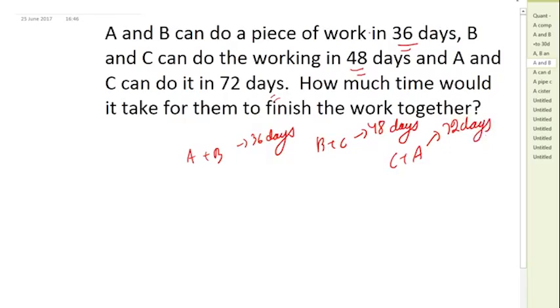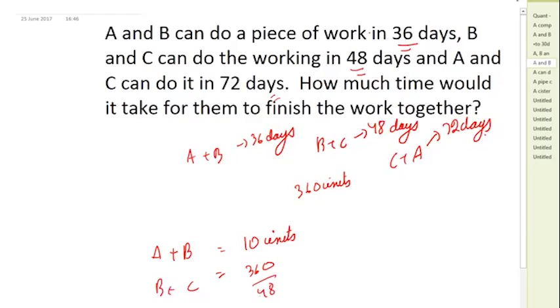Okay. Let's assume the amount of work 36, 48, 72. I'll again assume that total work is 360 units. Okay, because these numbers seem to be divisible. I can choose something bigger also, but I'll choose this one. Okay. So when A and B are working together, 360 units they do in 36 days. So per day they do 10 units. Okay. When B and C are working together, per day they do 360 by 48.